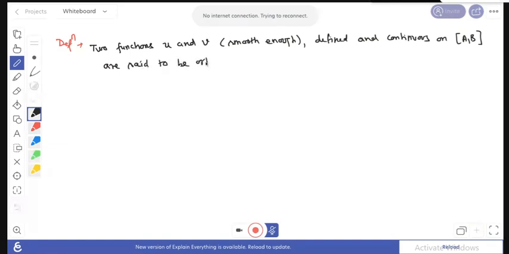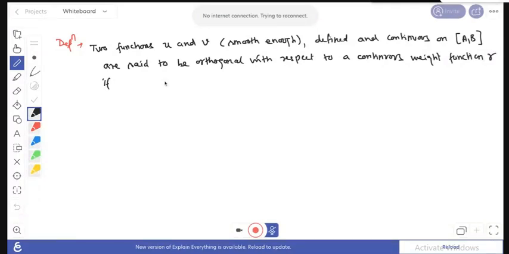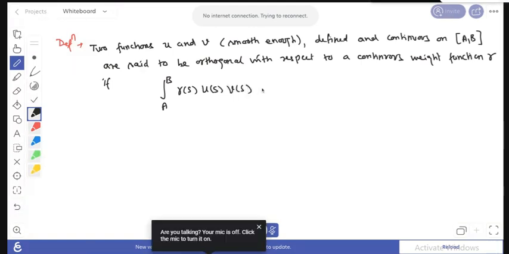This is said to be orthogonal with respect to any weight function. So take a continuous weight function, say r, if the integral over the domain a to b of this weight function times u and v, the smooth continuous functions, equals 0.